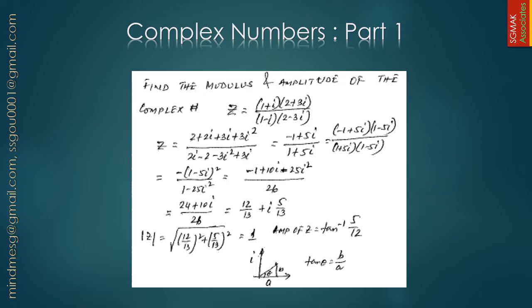So A is 12 over 13, B is 5 over 13. So the modulus is square root of (12 over 13) squared plus (5 over 13) squared, which happens to be 1, and the amplitude is tan inverse 5 over 12, tan inverse B over A.